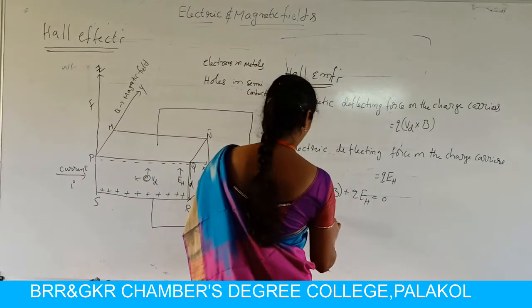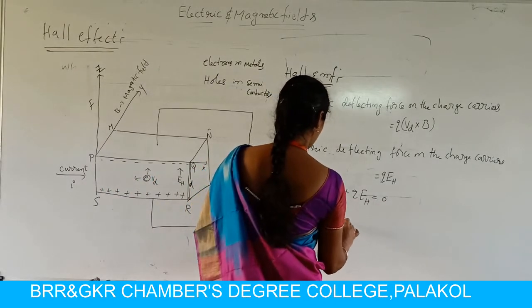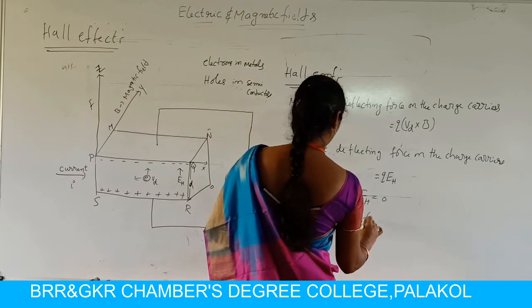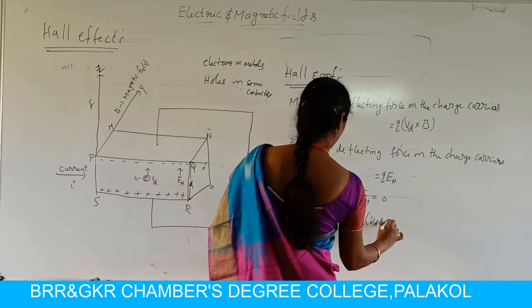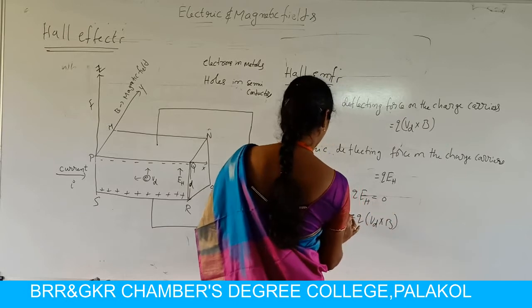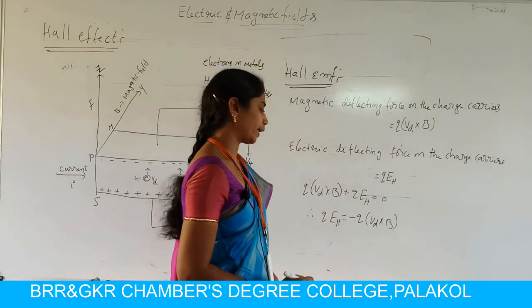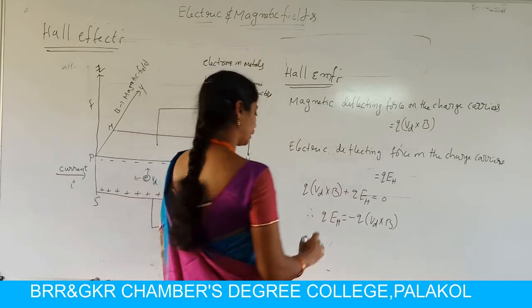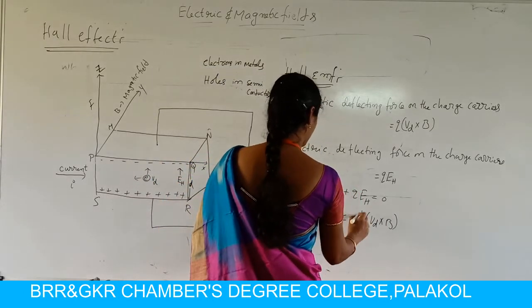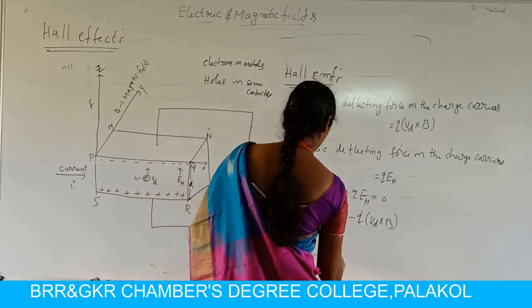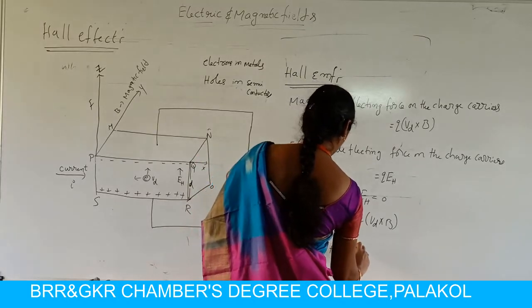Then we have Q into EH equals Q into Vd cross B. Here a negative sign is mentioned, but we considered only magnitudes, not the sign of the charge carriers. Then cancelling this Q on both sides, we have EH equals Vd cross B.